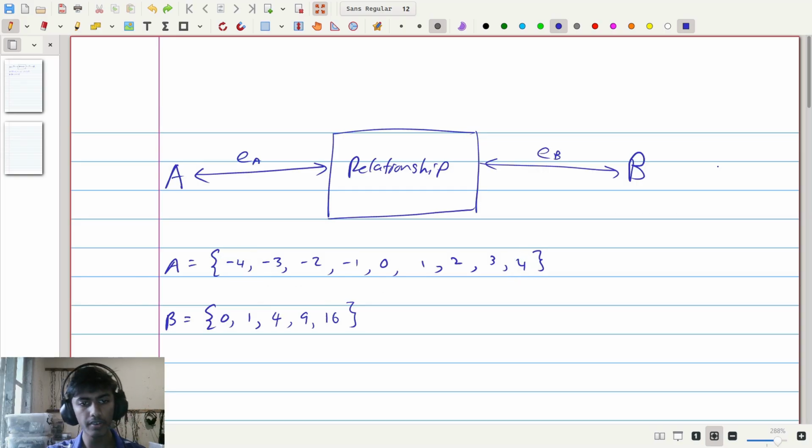So here if we try in the reverse direction, if we try to map B to A, we can do it for 0. 0 maps to 0, not a problem, there's only one thing it can map to.